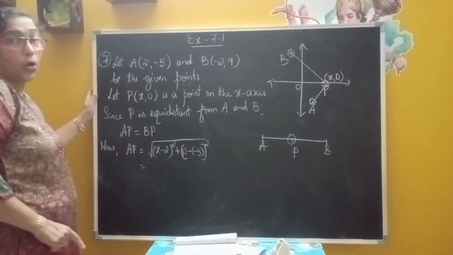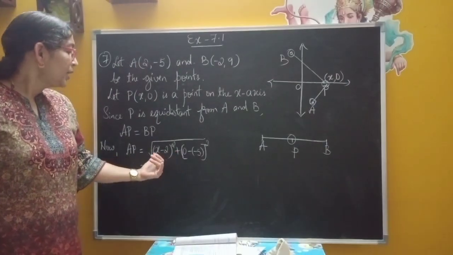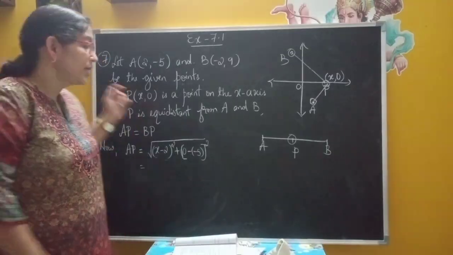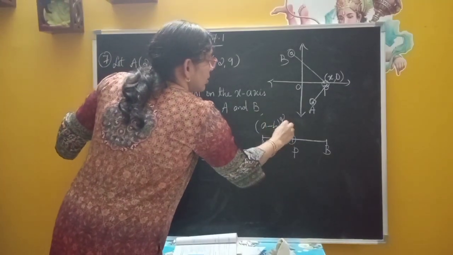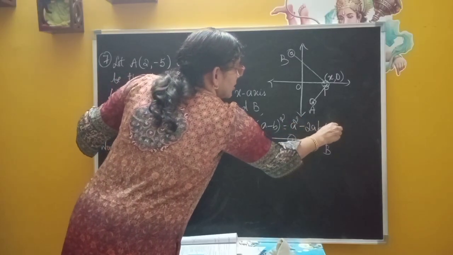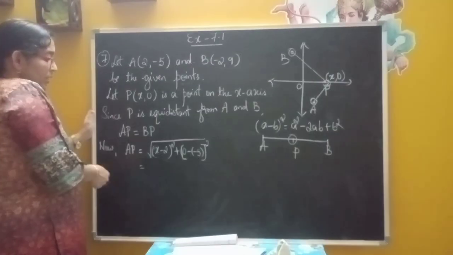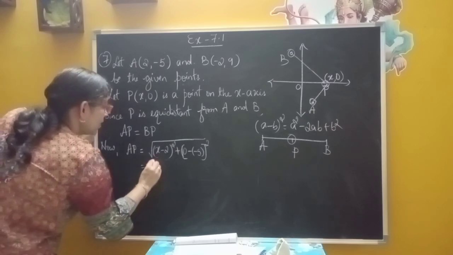Okay, it is equal to x minus 2 whole square. How can you find it? Using the identity a minus b whole square. What is the identity? It is a minus b whole square is equal to a square minus 2ab plus b square. This is the identity. You should remember this. Okay, so a is now x, b is equal to 2.